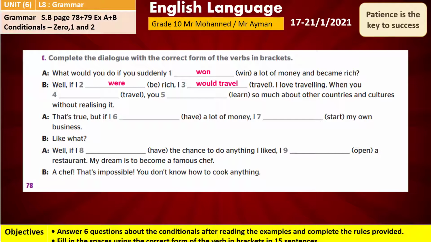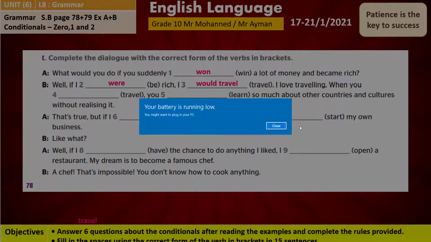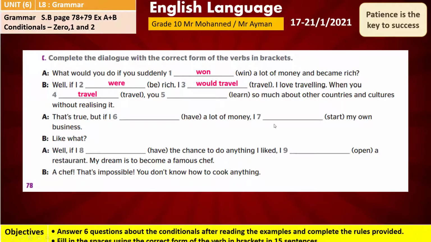When you travel, you learn so much about other countries and cultures without realizing it. This is a fact, and in fact, we use the zero conditional. In zero conditional, we use the present simple in one half and also present simple in the other half. So the answers in 4 and 5 would be: travel, learn.